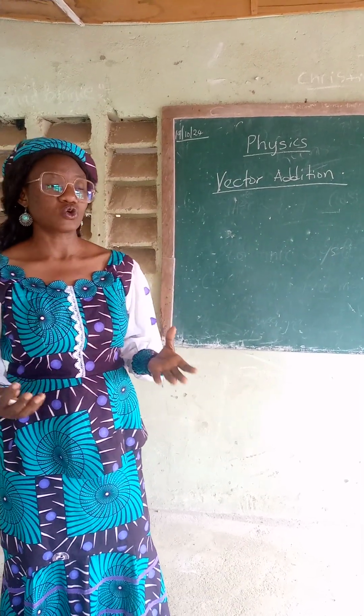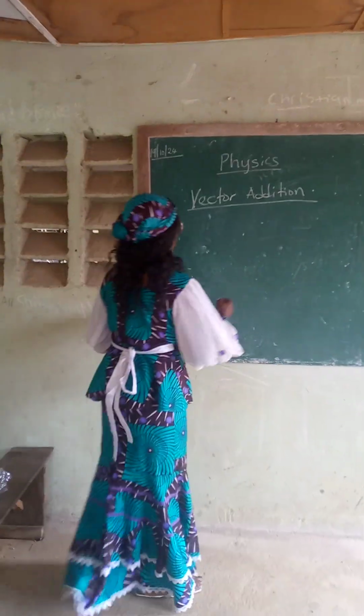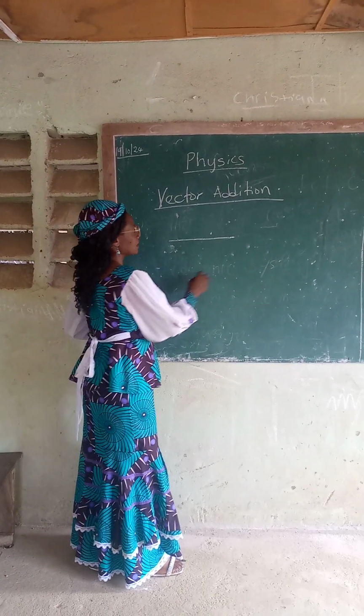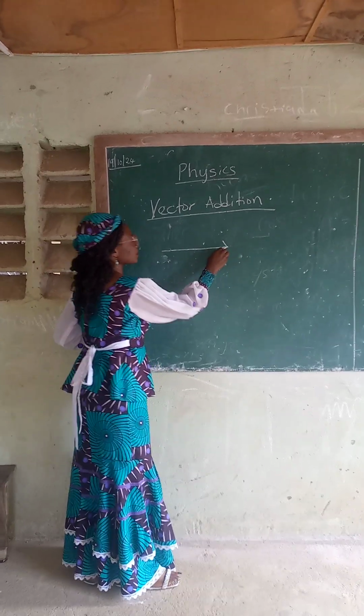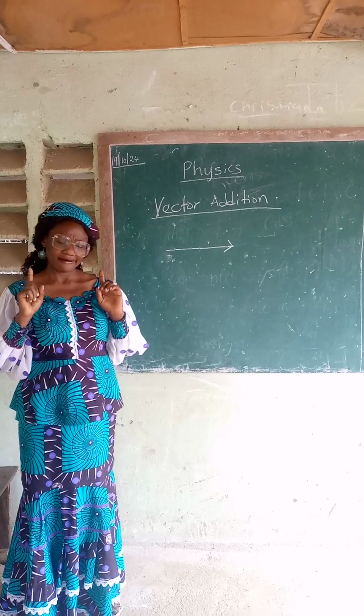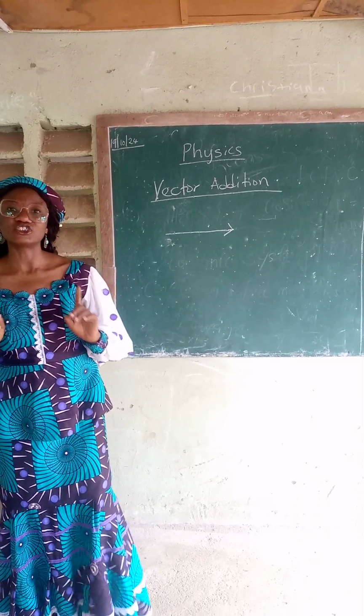A vector is simply represented with a straight line, and the direction is denoted with an arrowhead. Now, the 4 rules that guide the addition of vectors.